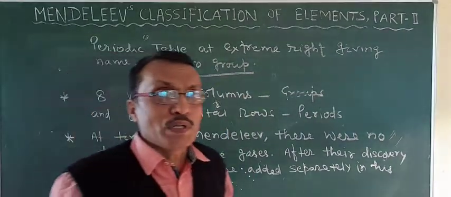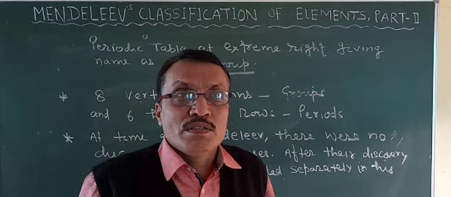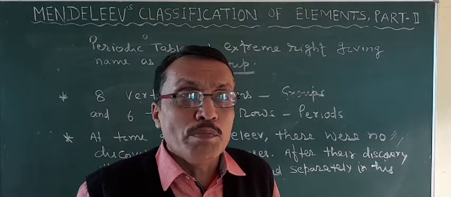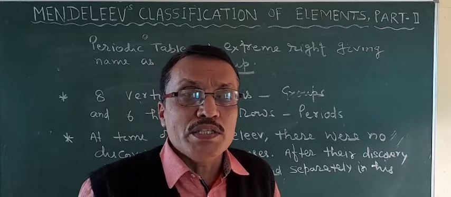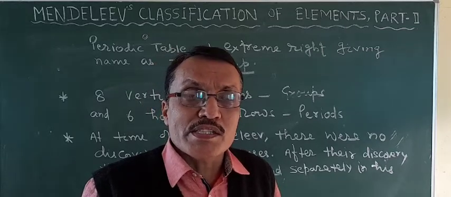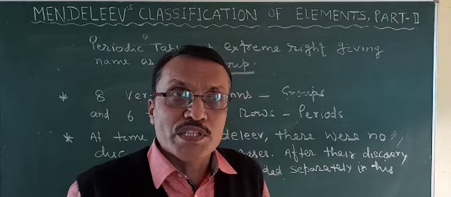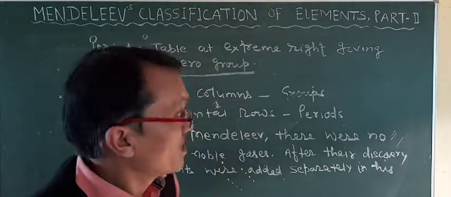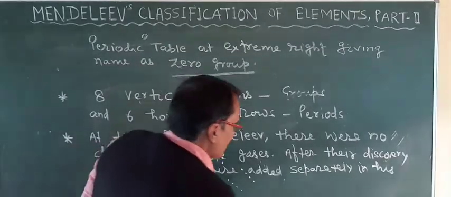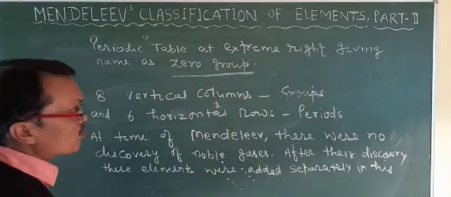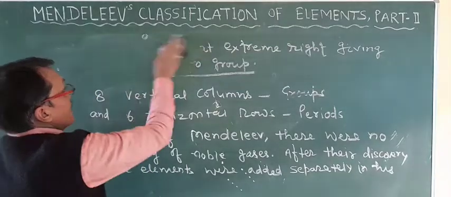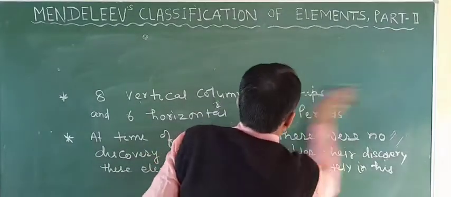In Mendeleev periodic table, zero group belongs to noble gases, and already you know 6 noble gases are present: helium, neon, argon, krypton, xenon and radon. Okay, right? So students, in this way Mendeleev classified elements and made a periodic table.